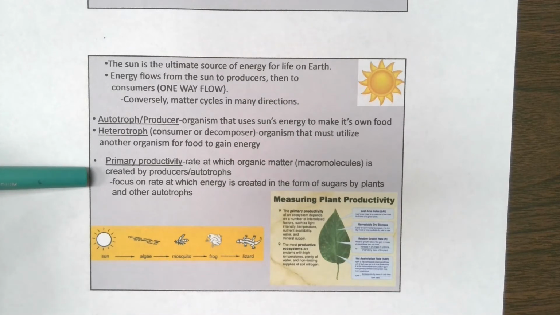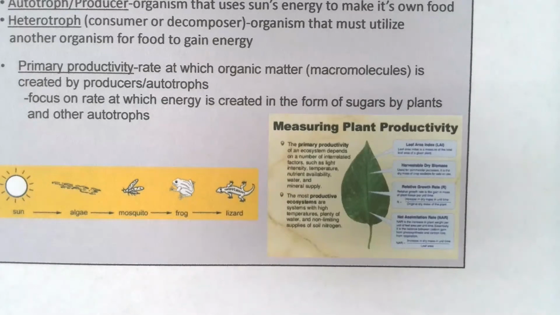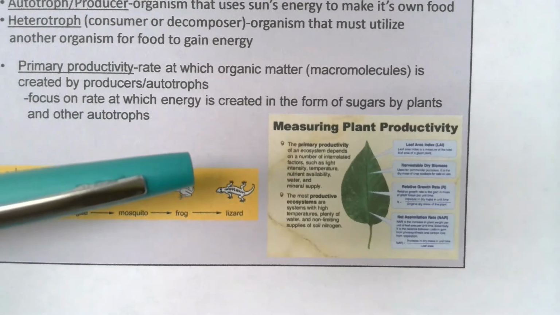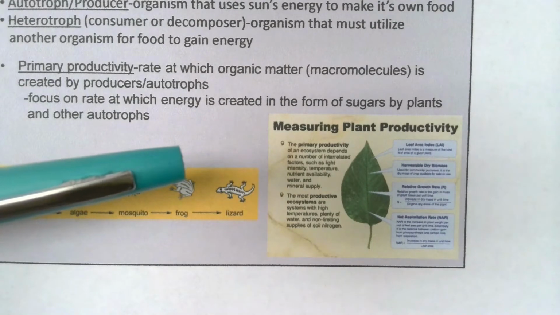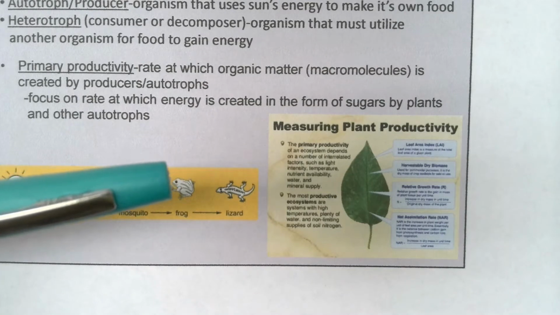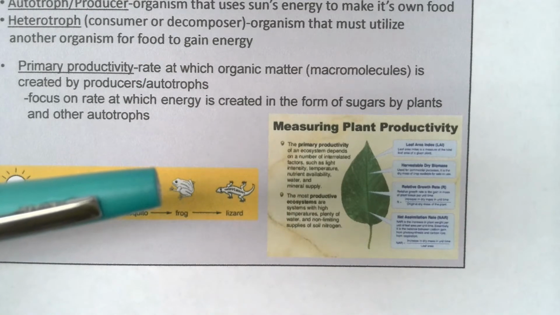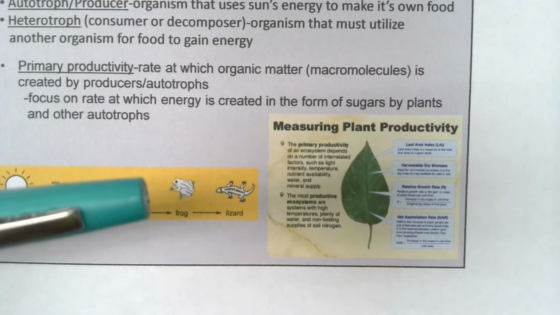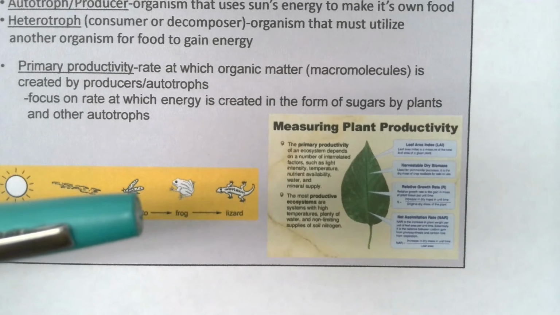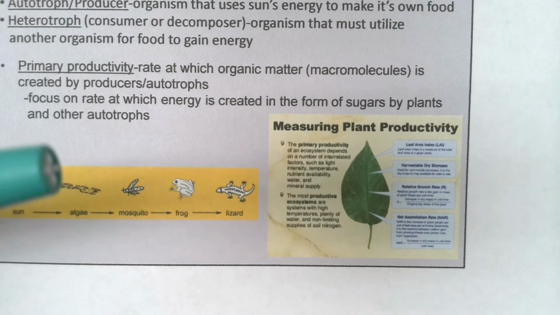this unit. Notice on that graphic it says the primary productivity of an ecosystem depends on a number of interrelated factors, such as light intensity, temperature, nutrient availability, water availability, and mineral supply. It also says the most productive ecosystems are systems with high temperatures, plenty of water, and non-limiting supplies of soil nitrogen. So we're going to get into that a little bit more.